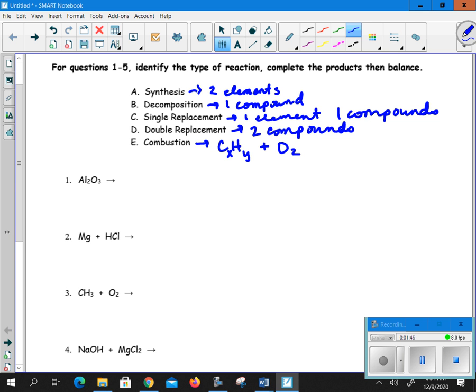So looking at these particular ones that I have down below, number one just has a single compound. So when we look at our list, this would be decomposition. Then when we look at number two, we have a single element of magnesium and a compound of HCl. So that would be an element and a compound, which would be a single replacement. All right. And then the next one, I have some sort of CH compound, which is a hydrocarbon, plus oxygen. So that would be combustion.